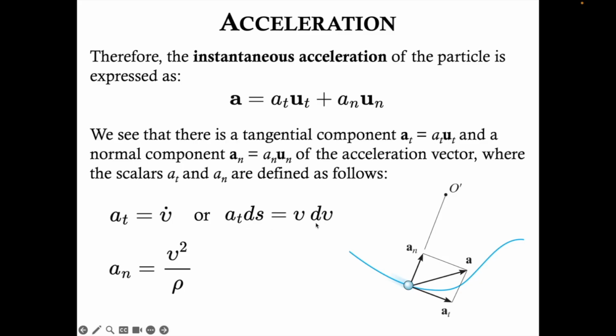Or this one would also apply and would be useful in certain situations where a sub t ds equals v dv. For the normal aspect of the motion, the normal component of acceleration, a sub n, the scalar, would equal v squared over rho, where again rho is the radius of curvature. Okay, so in this scenario here, the particle is at this position here. At any instant in time, it has some acceleration that consists of two parts, a tangential component vector a sub t and a normal component vector a sub n.